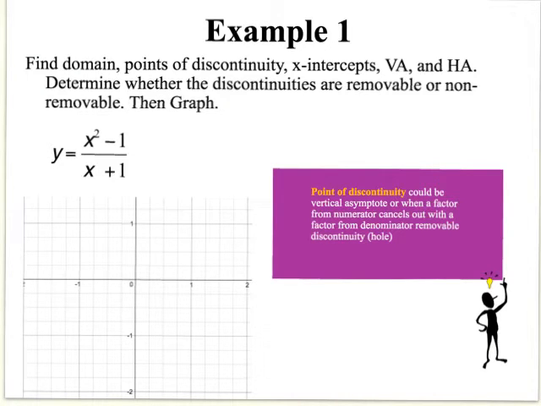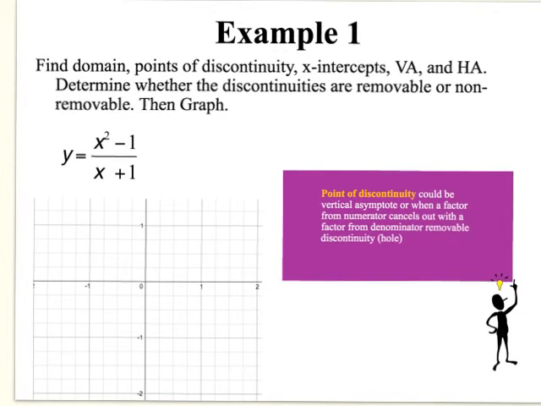Here's our first example. It's asking us to find the domain. So the domain comes from the denominator. So in this denominator here, let's take a look at the domain. The domain is going to be from negative infinity to negative 1, and then pick it up at 1 to positive infinity.